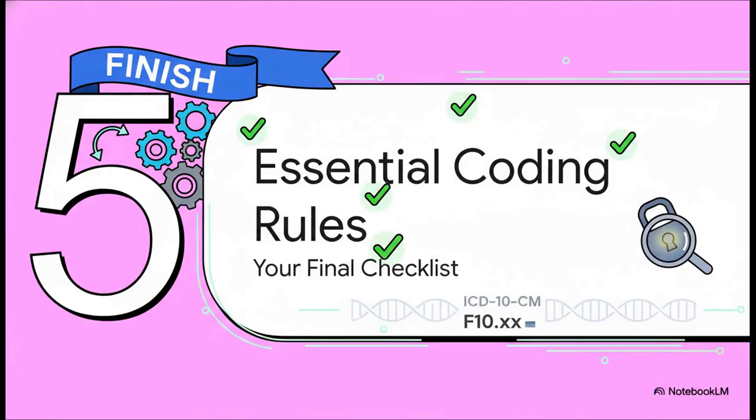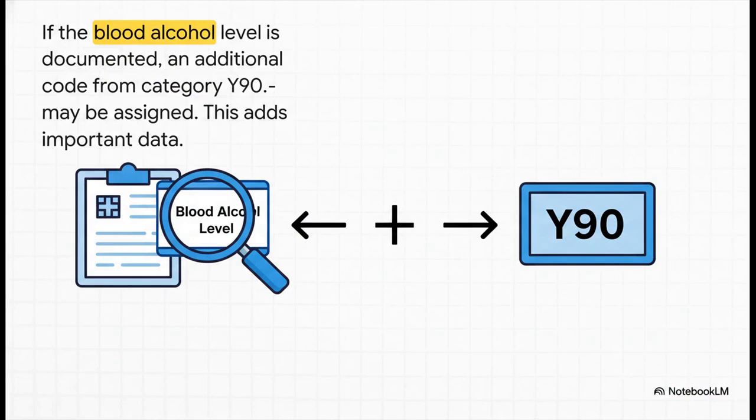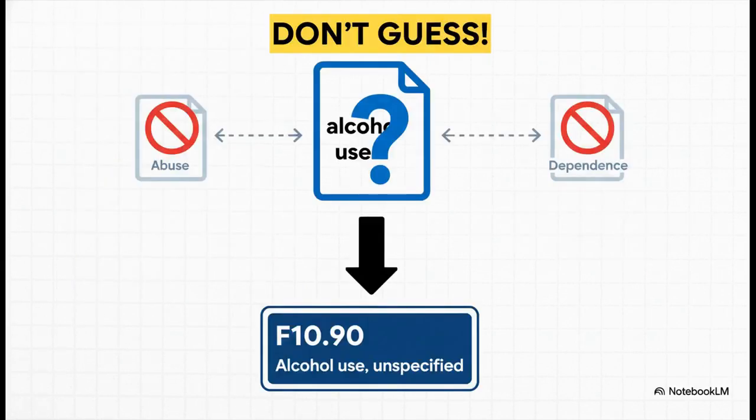All right, we've covered a ton of ground, so let's wrap this all up with a final checklist of essential rules. Think of these as your go-to takeaways to make sure your coding is always on point. Rule number 1. If the blood alcohol level is documented anywhere in the record, you should add a supplementary code from the Y90 category. This just adds another important layer of clinical data. Rule number 2. What happens if the documentation just says alcohol use, but doesn't specify if it's abuse or dependence? Well, it's really important not to make assumptions. You're going to use the code F10.90 for unspecified alcohol use.